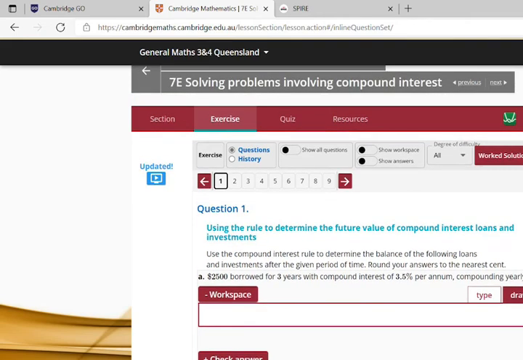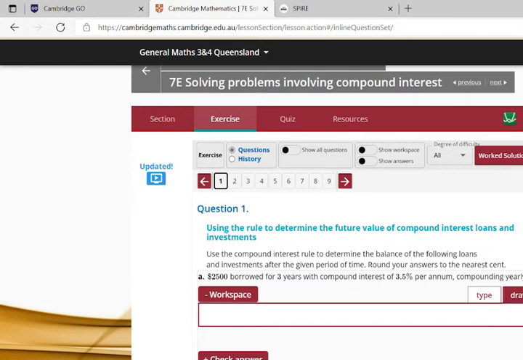Just look at question 1. Use the compound interest rule to determine the balance for the following loans and investments after the given period of time. Round your answers to the nearest cent. Remember, we're talking about money here, so we're going to round it to the nearest cent.